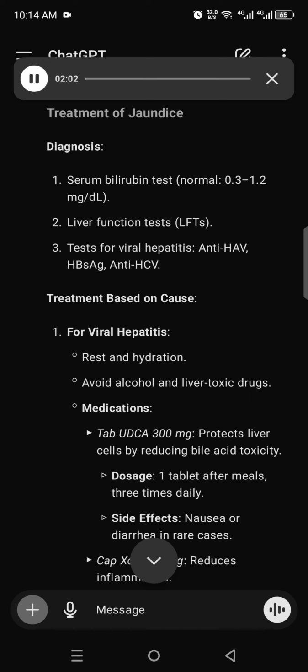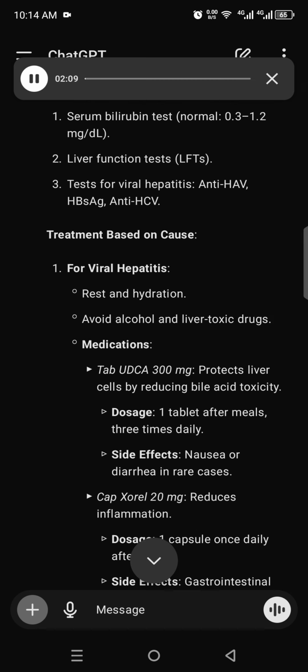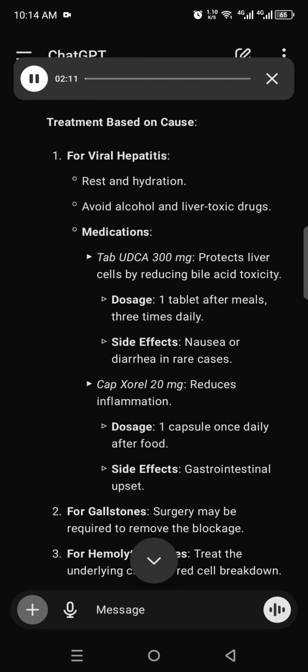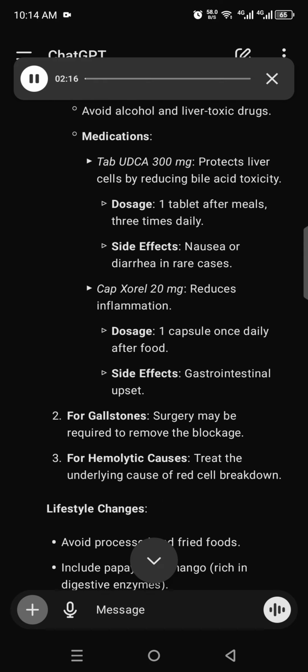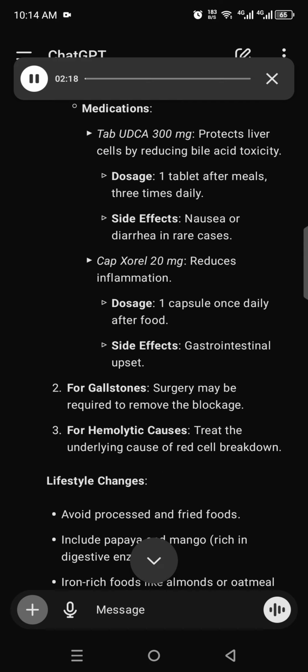Capzoral 20 milligrams reduces inflammation. Dosage: 1 capsule once daily after food. Side effects: gastrointestinal upset. 2. For gallstones, surgery may be required to remove the blockage. 3. For hemolytic causes, treat the underlying cause of red cell breakdown.